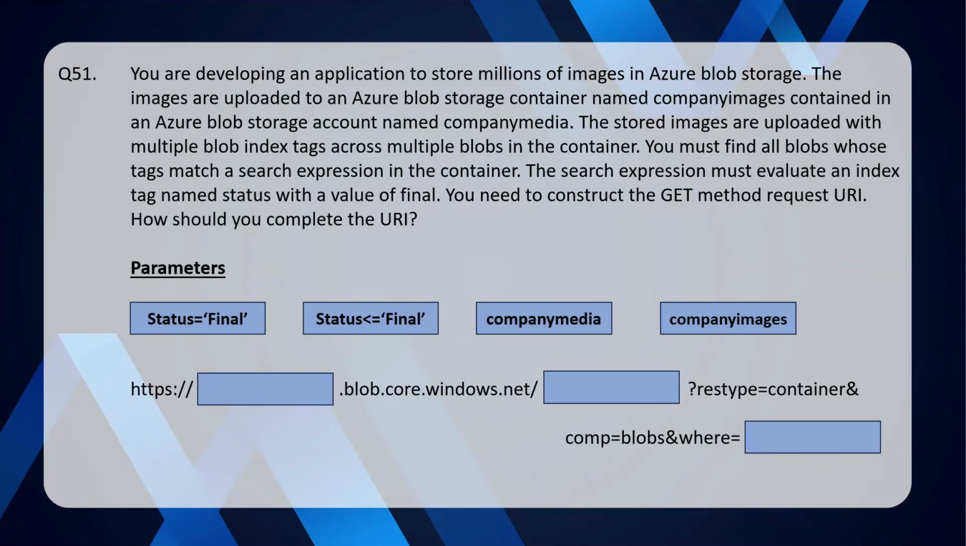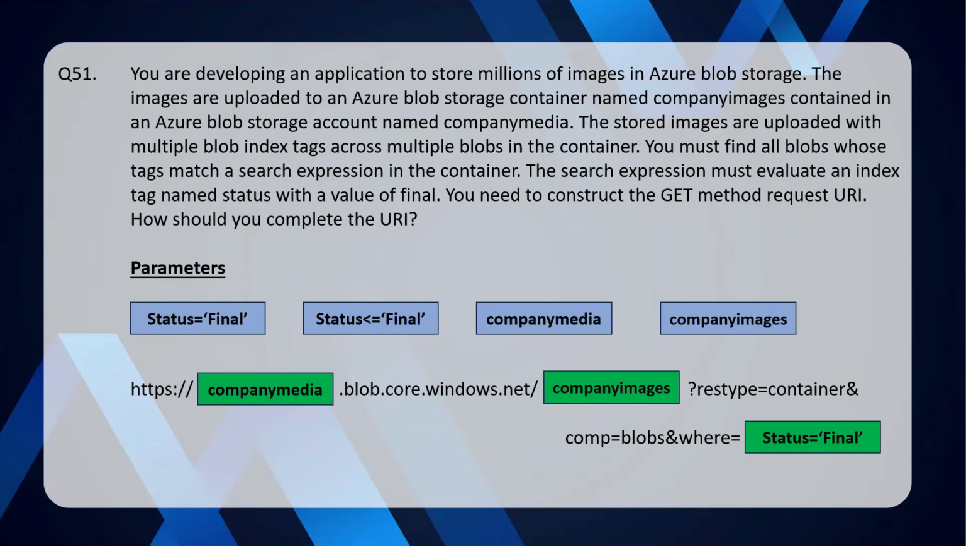Now friends, the GET method request URI is in front of you and there are 3 blanks that you need to fill. And the correct complete command is now on your screen. Storage account name is company media, which is what needs to be added at the start of the URI. This will be followed by the reference to container name, that is company images. And lastly, the condition would be status equals to final.